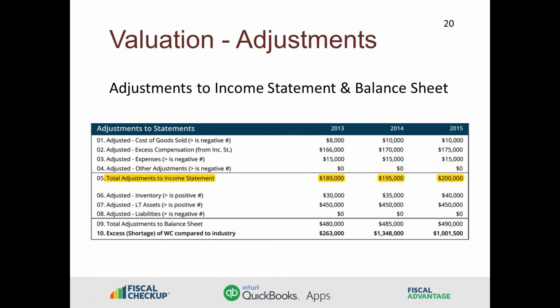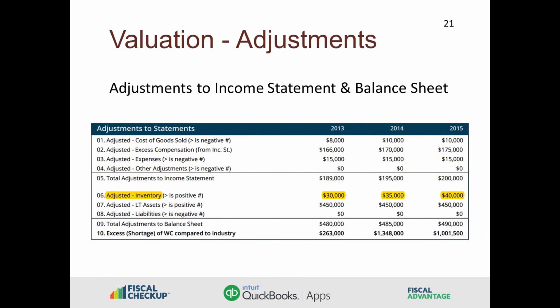So now we've calculated the total adjustments for the income statement for the past 3 years, which was the top level of our funnel, one of our critical valuation components. So let's move on to the same concept, but on the balance sheet. We continue to treat the balance sheet adjustments the same way.